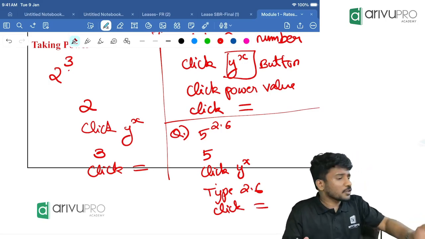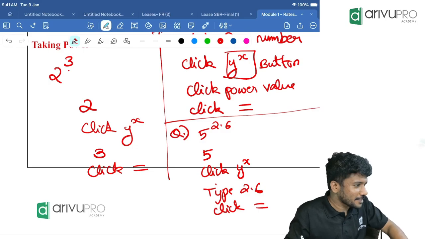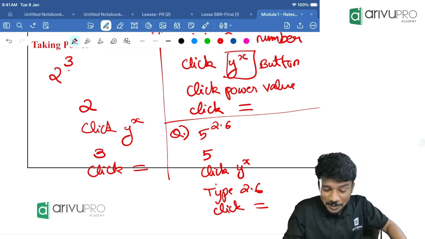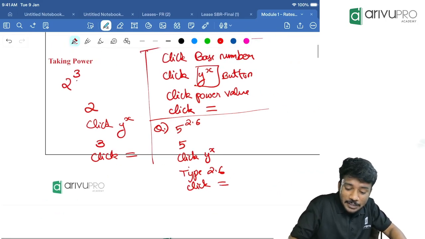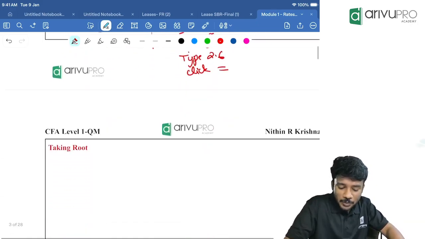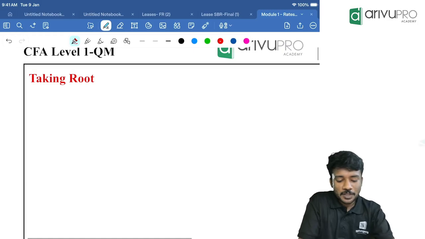65 point something, you are getting. Understood the method? Any doubt in this? Because we will be using it. Now, the next question I want to ask you is taking root.